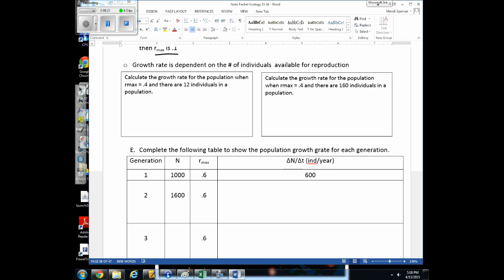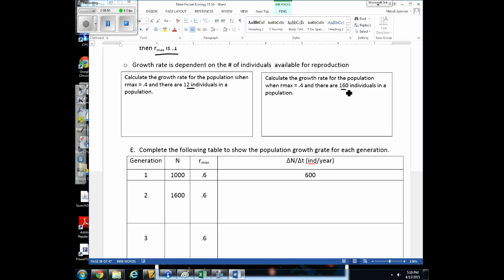We have a low rate of growth when a population is experiencing that initial growth because there's not a lot of organisms reproducing. And as you get more organisms to reproduce, then that population growth rate goes up. To kind of give you an example of that, we're going to look at two populations that are going to start off with different numbers of individuals. So one's going to start off with 12 individuals, the other one's going to start off with 160 individuals, but they have the exact same per capita growth rate, or the same Rmax.